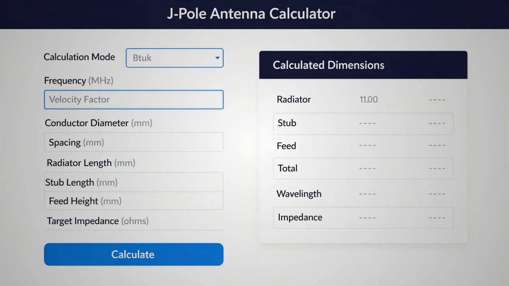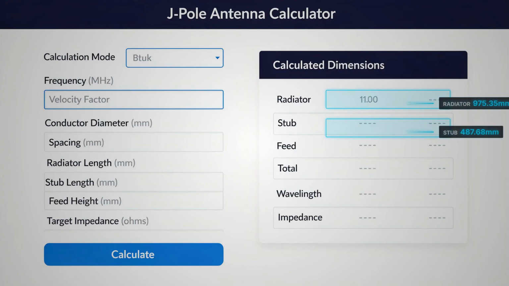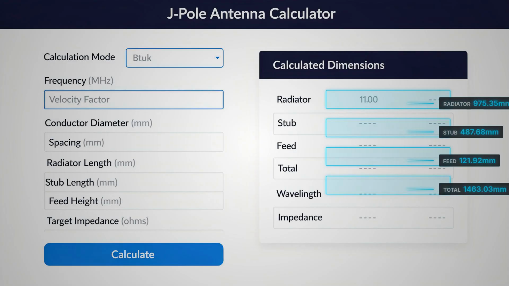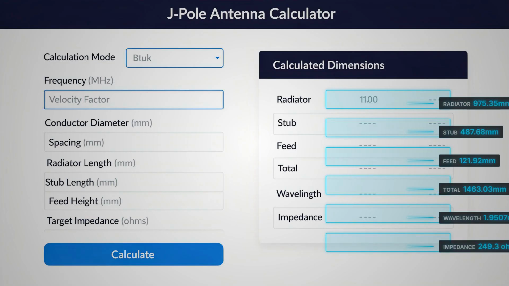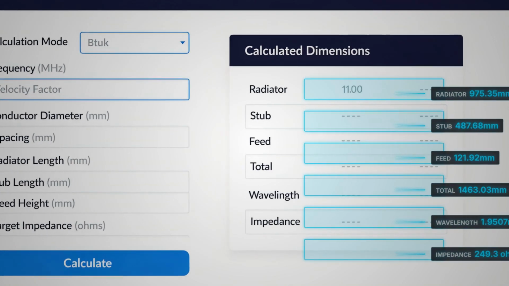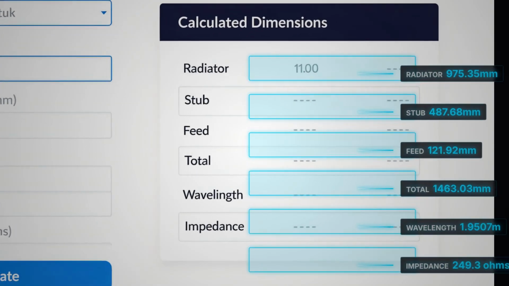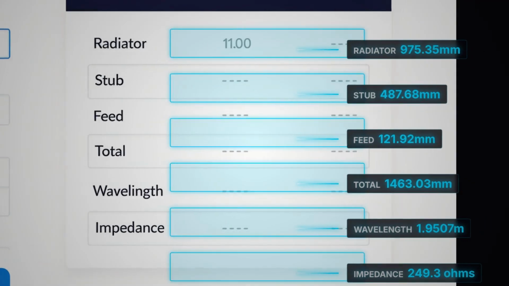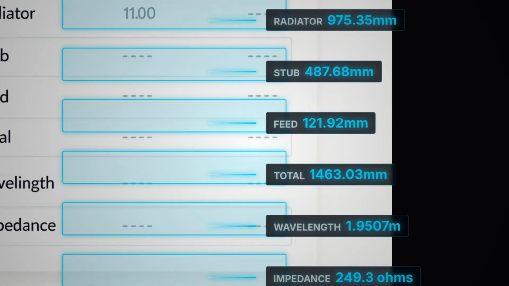After clicking calculate, the results show radiator length of 975.35 mm or 38.4 inches, stub length of 487.68 mm or 19.2 inches, feed height of 121.92 mm or 4.8 inches, total length of 1,463.03 mm or 57.6 inches, wavelength of 1.9507 meters, and estimated impedance of 249.3 ohms.